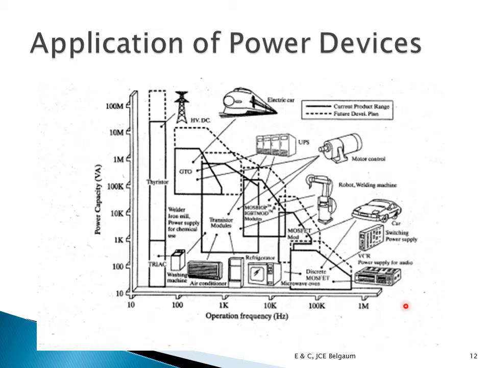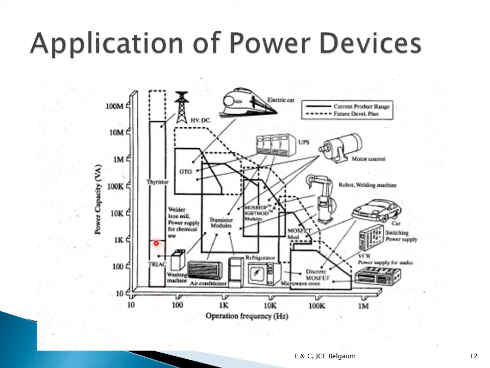Now if you see on this graph, on the x-axis I am drawing the power capacity, meaning what power values it can be used for. And on the y-axis, I have the operation frequency, which is in hertz. The power capacity is going from 10 to 100 million watts VA, and the frequency is from 10 hertz to 1 megahertz. The dotted lines are telling you that there is still scope for expansion.